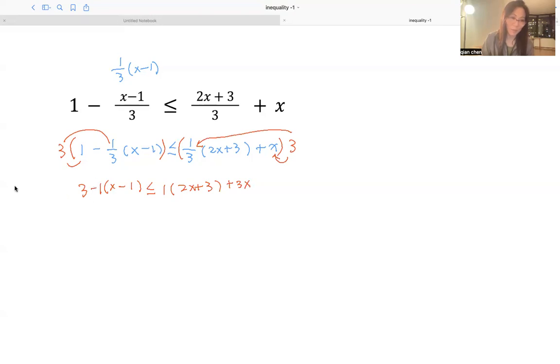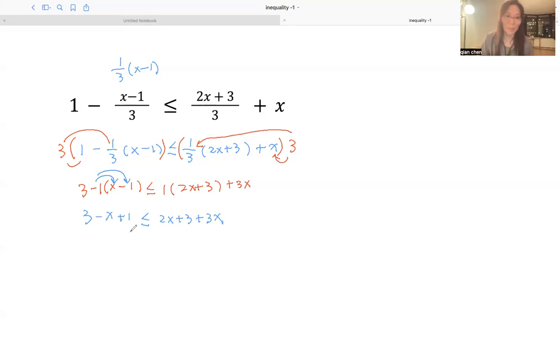Now, what do I need to do? I need to change my color. I want to change it back to blue. I want to get rid of these parentheses. So how do I get rid of these parentheses? I need to distribute the negative 1 inside. First, I rewrite the 3. Negative 1 times x, that's negative x. Negative 1 times negative 1, that's positive 1. You see, the parentheses are crucial now. Minus, less than or equal to 2x plus 3 plus 3x.